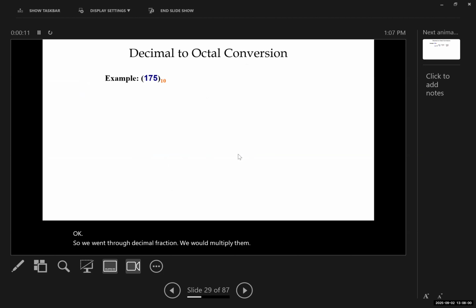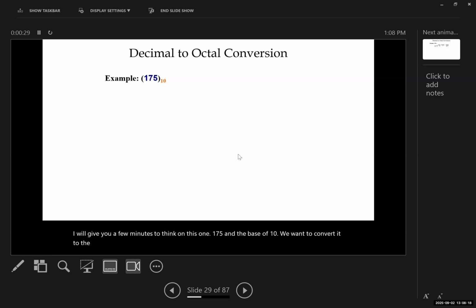Now, decimal to octal conversion. If we want to convert decimal to any base, we would simply divide by that base. I will give you a few minutes to think on this one. 175 in base 10, we want to convert it to the base of 8. We didn't solve this last time. No. Okay.